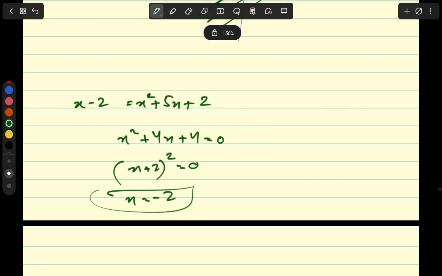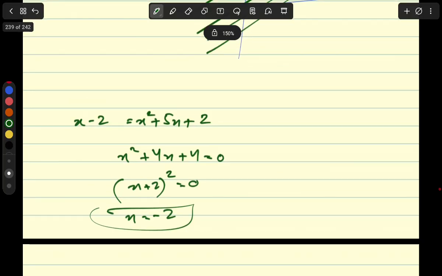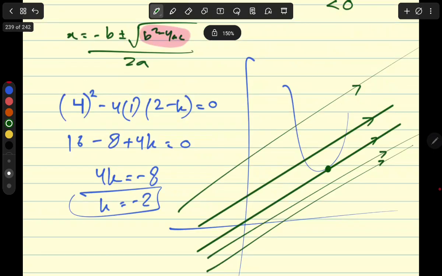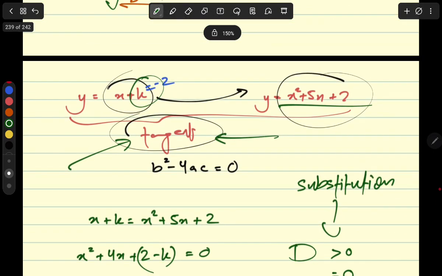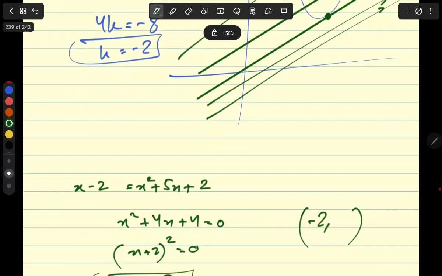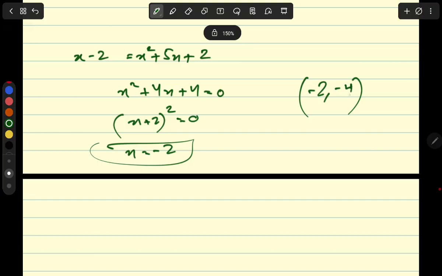And if you have to find the y value as well, if the x coordinate is negative 2, you can put this negative 2 either here, which is going to give you a negative 4, or here, which again is going to give you a negative 4, because negative 2 squared is 4, and plus 2 is plus 2, and then this is minus 6, minus 10, so this becomes negative 4 as well. So your coordinate of this point of tangency becomes -2 comma -4.